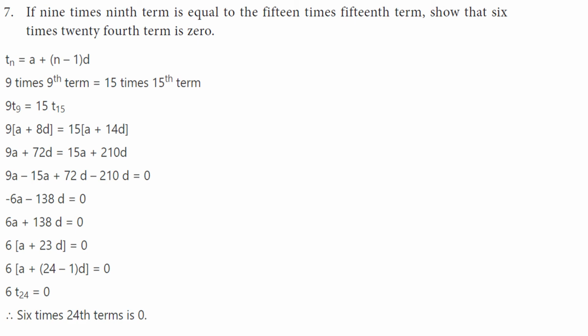Simplify: minus 6A minus 138D equals 0. Make the sign plus: 6A plus 138D equals 0. Taking 6 common, 6 into (A plus 23D). That is A plus (24 minus 1) into D. That is 6 into T24 equals 0. Therefore, we proved that 6 times the 24th term is 0.